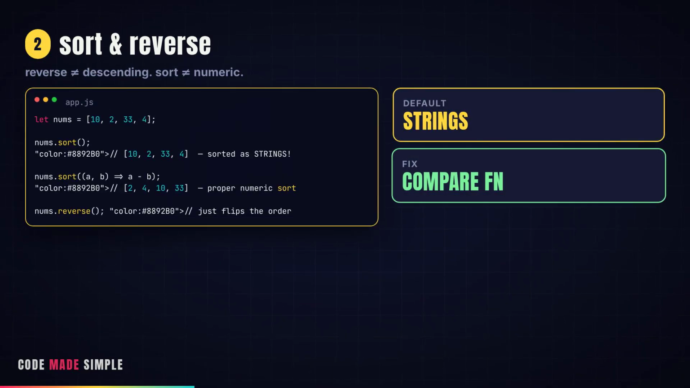Sort and reverse, also mutation. Reverse just flips the order. It does not sort descending. Sort turns everything into a string by default. To sort numbers properly, pass a compare function.